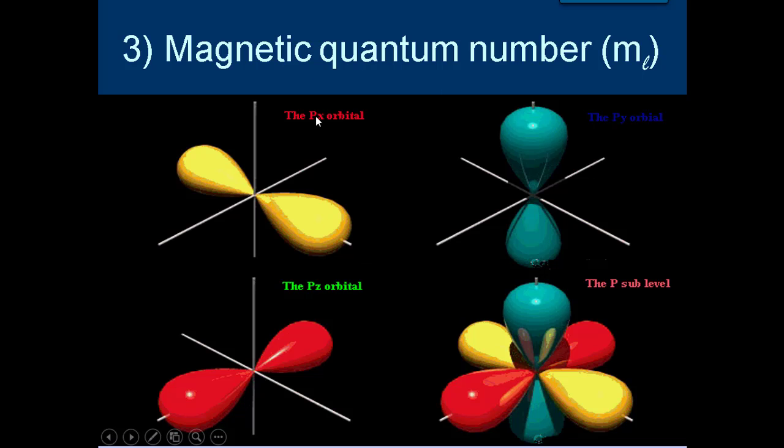called px orbital, it's on the x-axis, and the second one py orbital, and the third one pz orbital. Their shape is like this one, they are all perpendicular to each other in the form of dumbbell shape or two pairs meeting head to head.